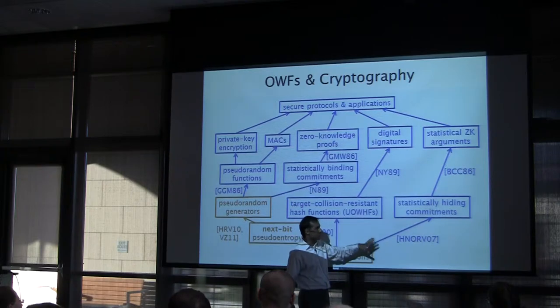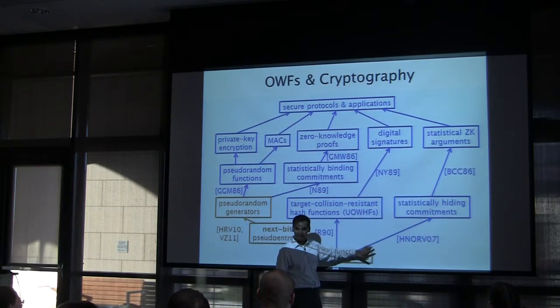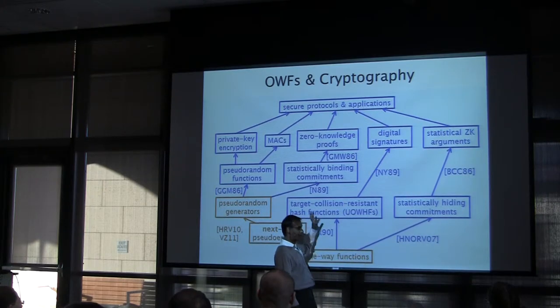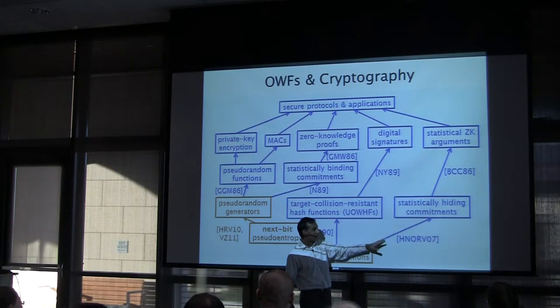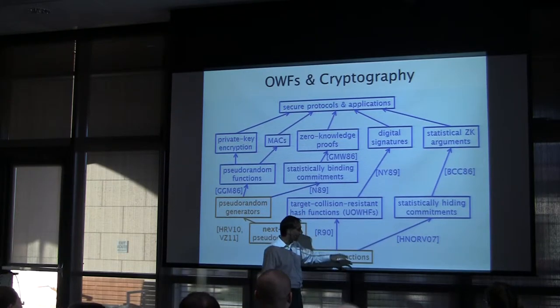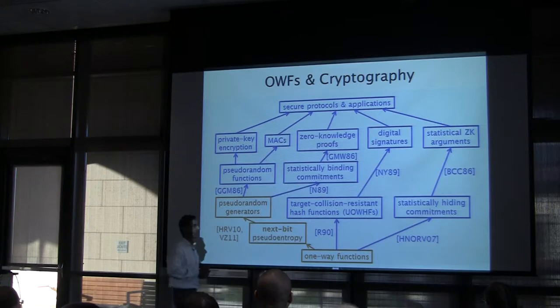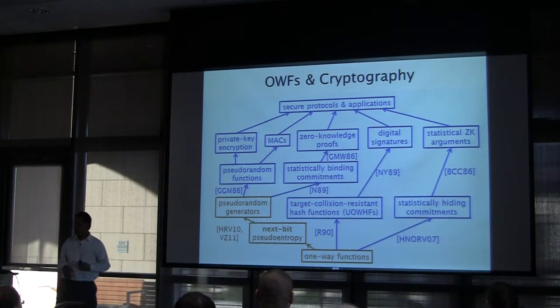Annoying missing arrows in this picture. So there were things that seemed like should be possible to construct from one-way functions, and most of the picture had been completed in the late 80s and early 90s, but this was something that was kind of standing out as not known. And we had a very complicated construction of these things from one-way functions.